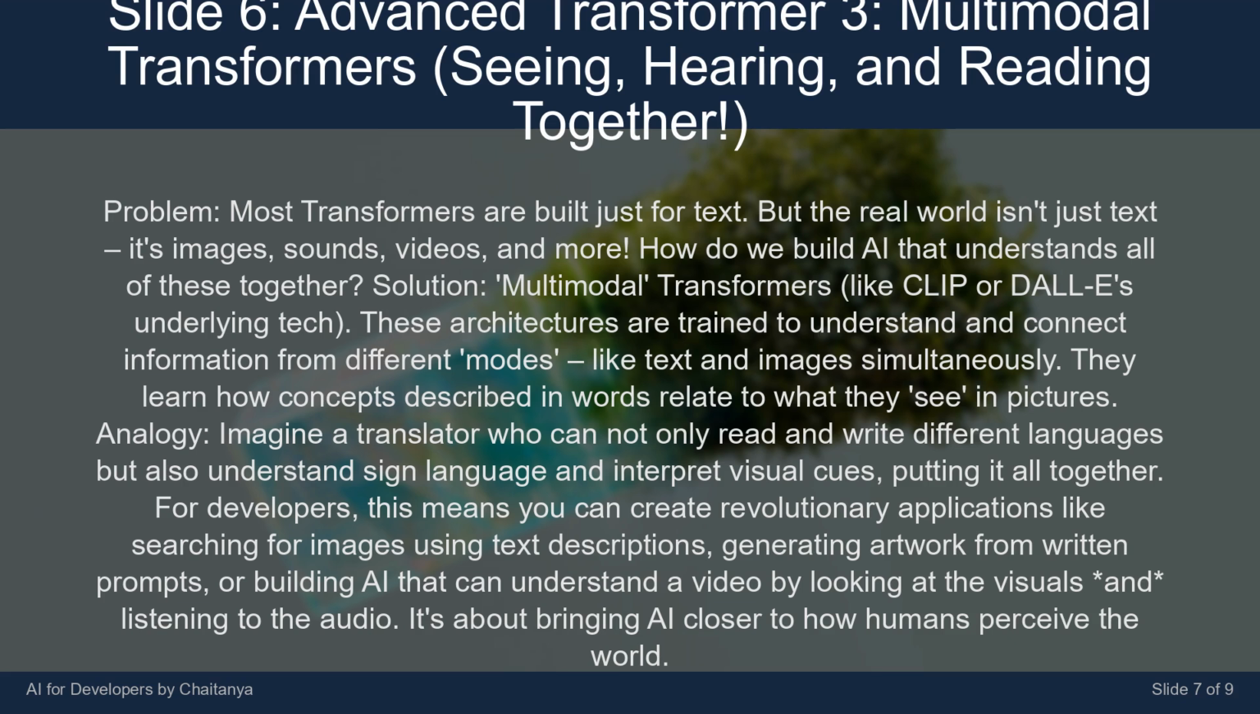Analogy: imagine a translator who can not only read and write different languages but also understand sign language and interpret visual cues. Putting it all together, for developers, this means you can create revolutionary applications like searching for images using text descriptions, generating artwork from written prompts, or building AI that can understand a video by looking at the visuals and listening to the audio. It's about bringing AI closer to how humans perceive the world.